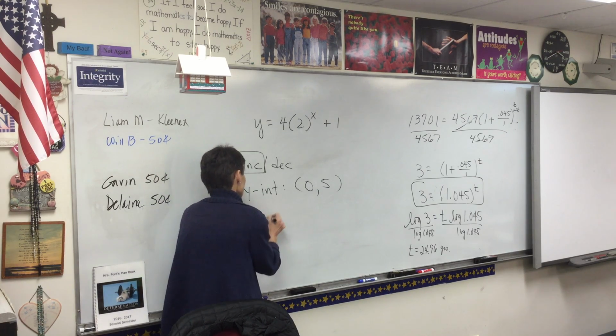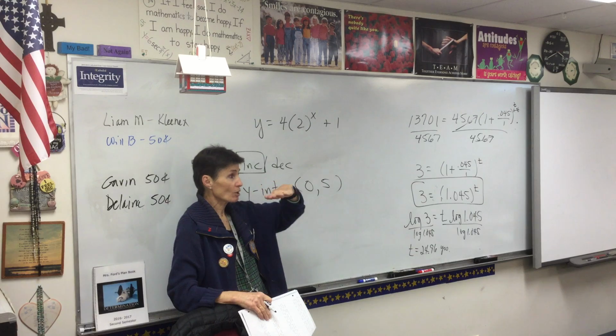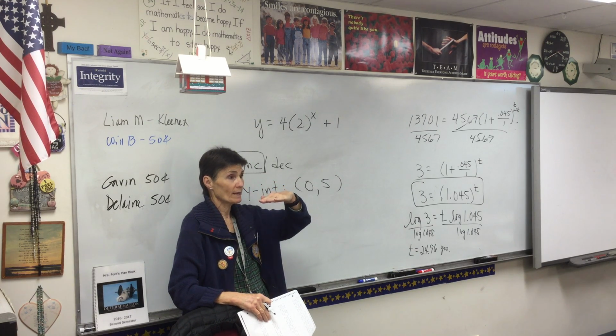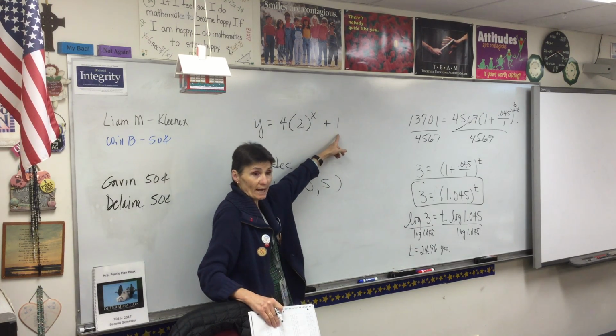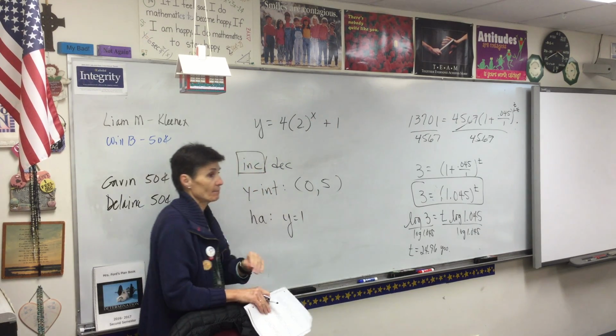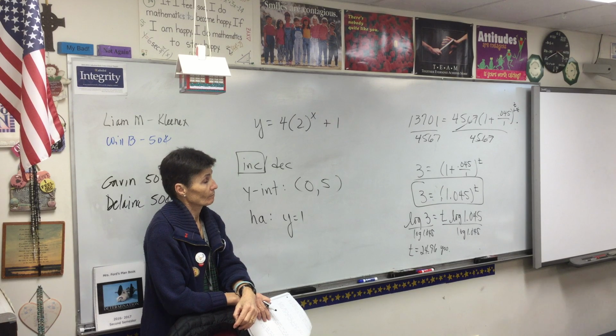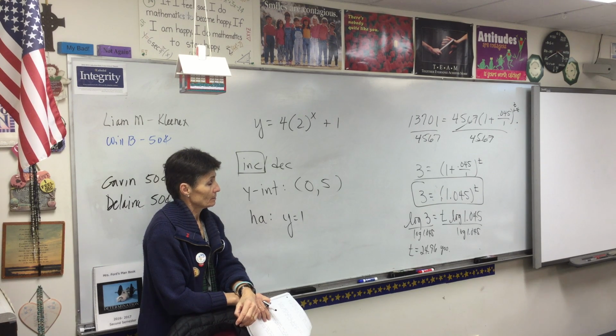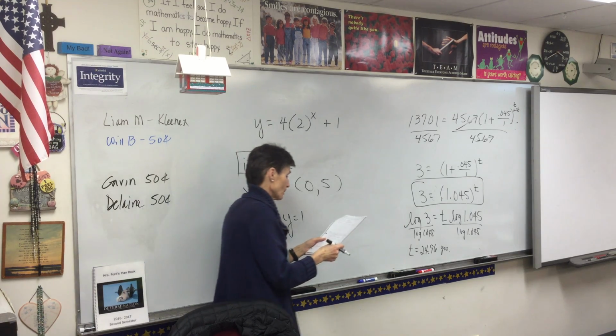And where's my horizontal asymptote? Remember, it starts at 0. Always, always, always. But this one has gone up 1. So your horizontal asymptote is at 1. Everybody good with that? All right, let's see what kind of problems we're going to do.